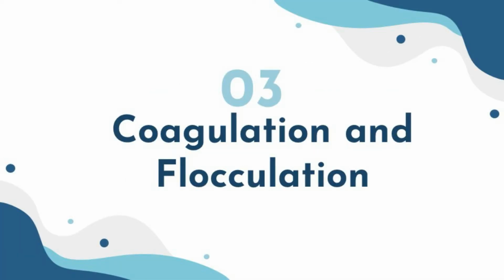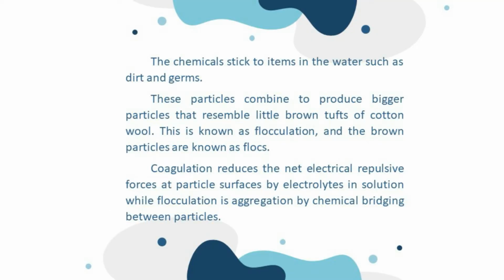Step 3. Coagulation and flocculation. The chemicals stick to items in the water such as dirt and germs. These particles combine to produce bigger particles that resemble little brown tufts of cotton wool. This is known as flocculation, and the brown particles are known as flocs.